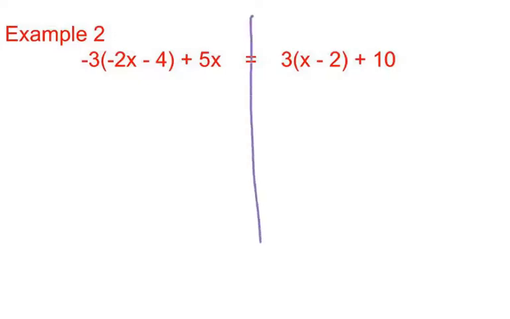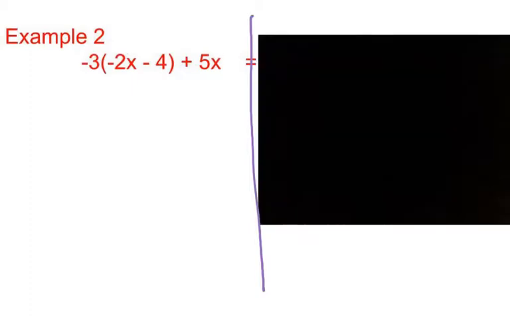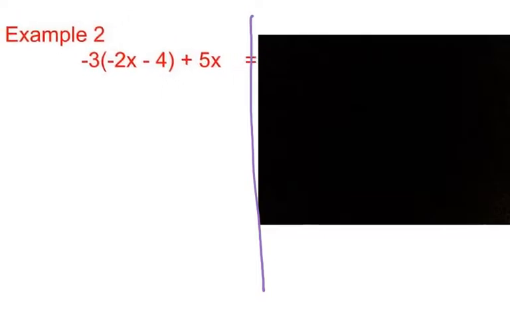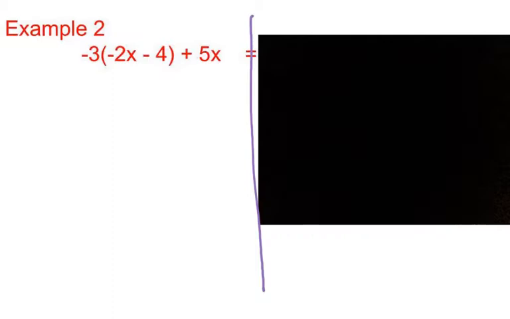I'm going to put a line down the middle. Now I need to put a piece of paper over. Okay, I didn't have a piece of paper, so I put this black box over my right-hand side so I can work with this left-hand side. So I'm going to distribute on this left-hand side. I'm moving my problem around. So I'm going to distribute.